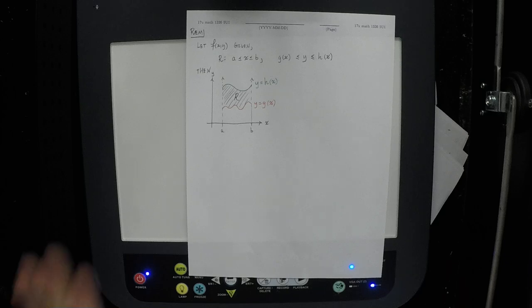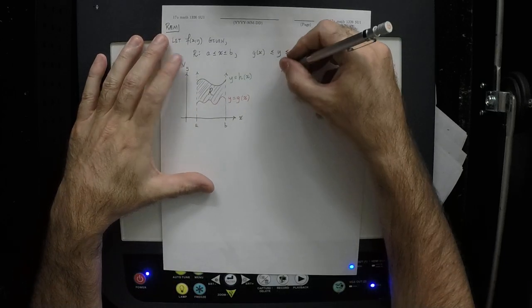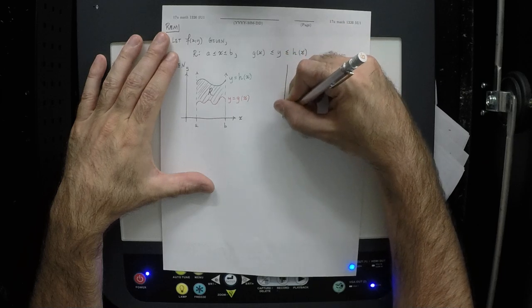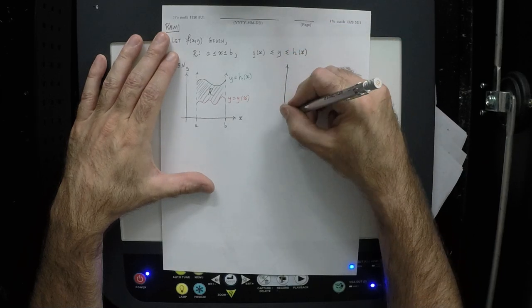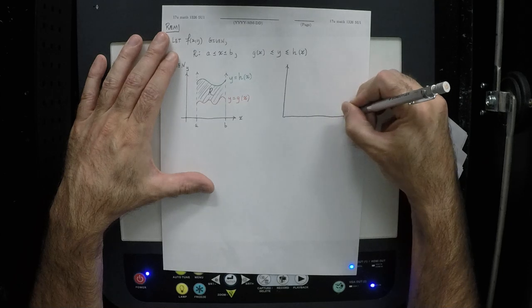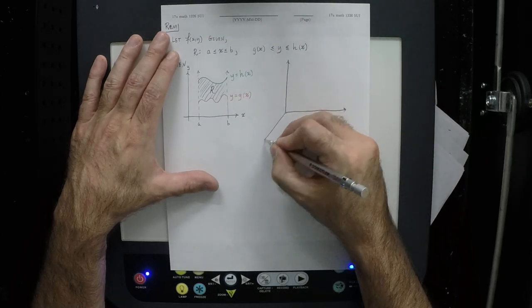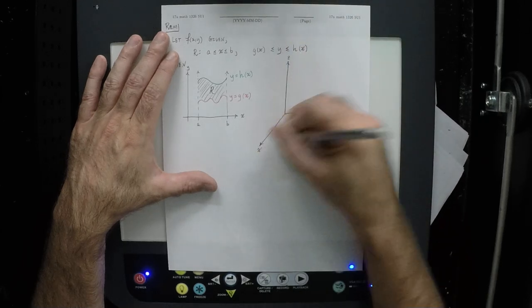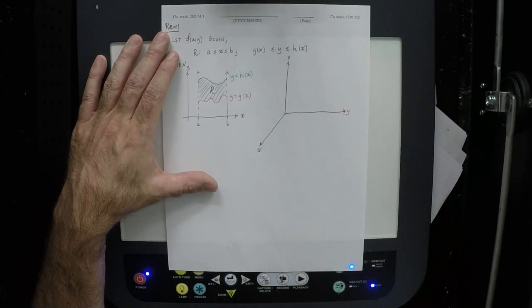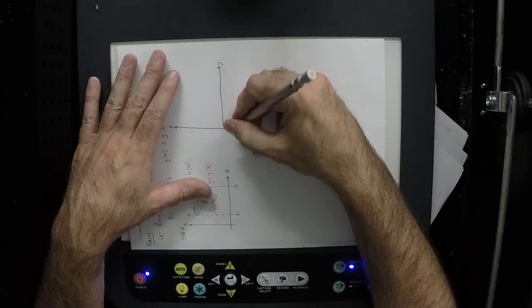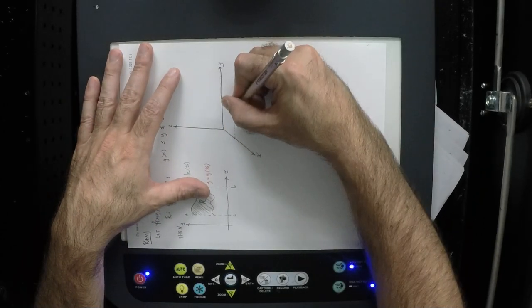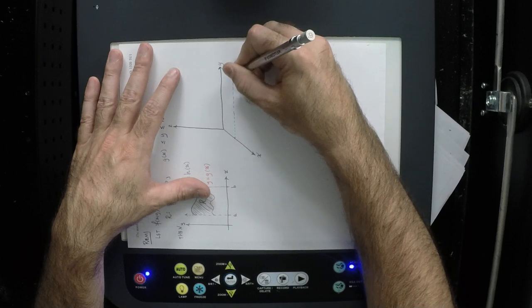So what that has to do with our function is that when you draw the three-dimensional situation, so here's z, x, and y. So here is A.